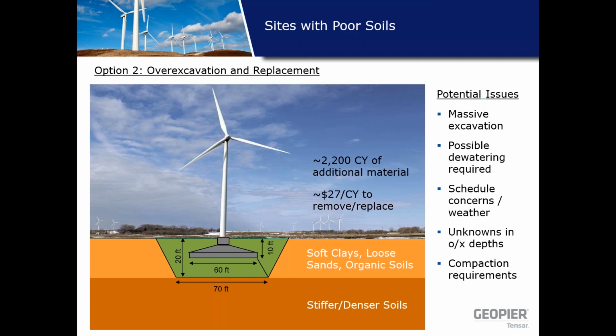What if you have to dewater? What if this is sand and it's below the water table? Not only do you have material rushing in, you have to put in a dewatering system in order to be able to excavate and replace the soil. This could also impact schedule, or you could open the excavation and have it rain 2 inches. I mean, this time of year in the Midwest, you could expect a lot of rain. And then there's also the compaction requirements. So you have to come back and compact in lifts, and that can take time and money.